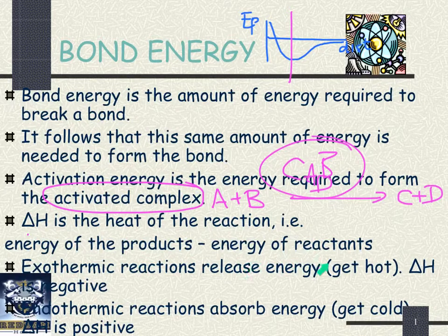Exothermic reactions give off energy, they get hot, and their delta H value is negative, whilst endothermic reactions absorb energy, they get cold, and the delta H value is positive. Let's look at that as a graph.